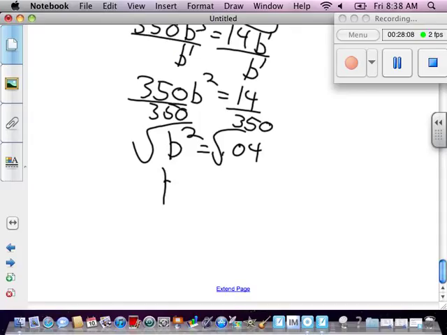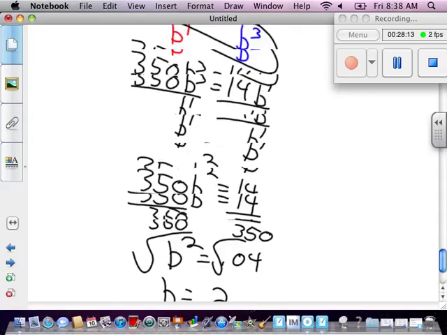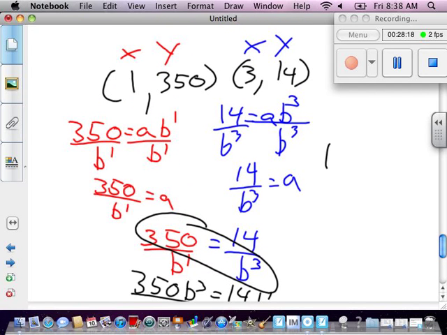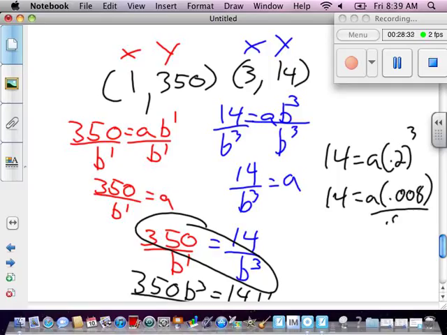So B equals 0.2. Now I am going to plug that back into my original problem. So I have 14 equals A times 0.2 cubed. 0.2 cubed gives me 0.008. I'm going to divide. 14 divided by 0.008 gives me 1,750.